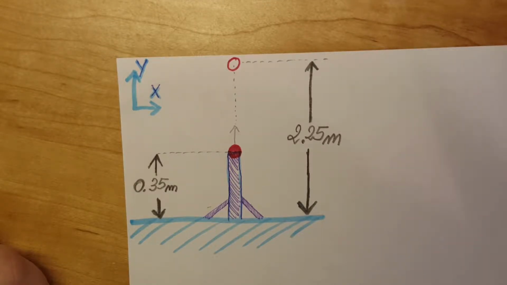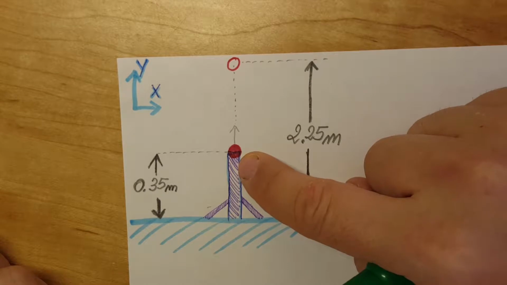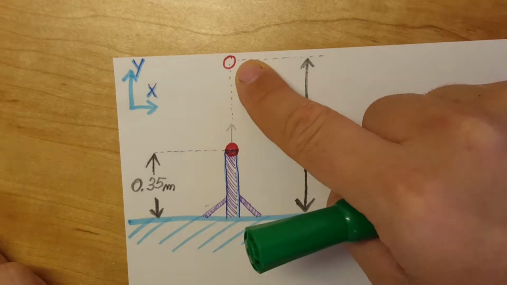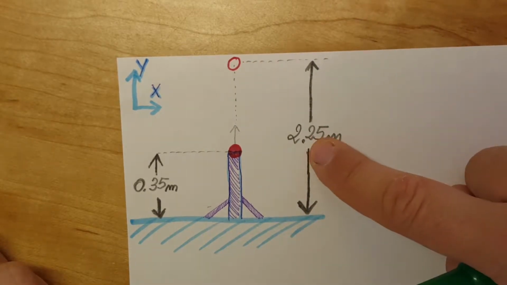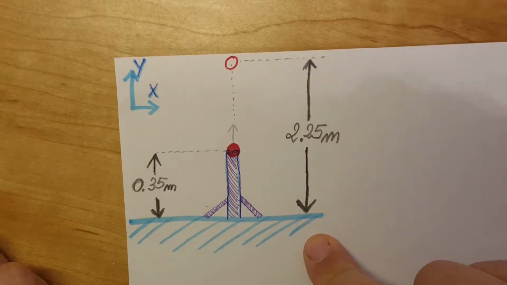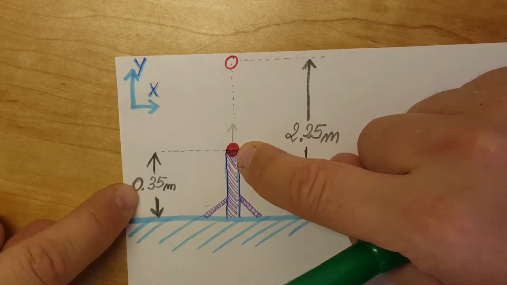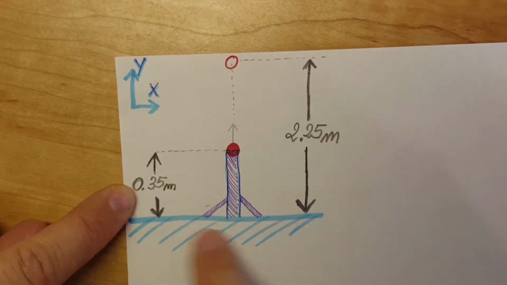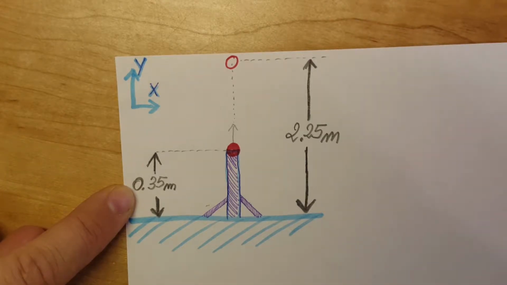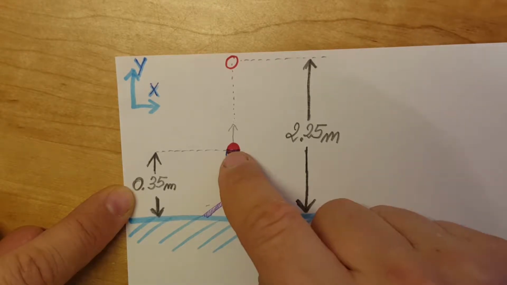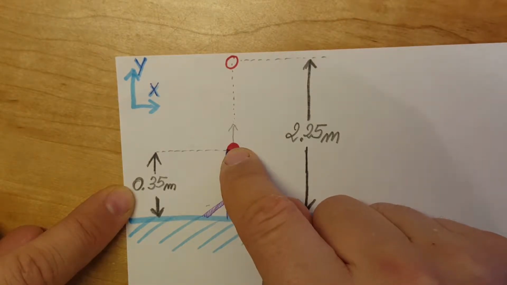In an experiment, we fire a gun vertically upward, and when the ball reaches the maximum height, it is 2.25 meters above the floor. When the ball left the gun, it was 0.35 meters above the floor. Now we're gonna ignore air resistance, and they want us to find the speed or the velocity of the ball at the moment when it leaves the gun.